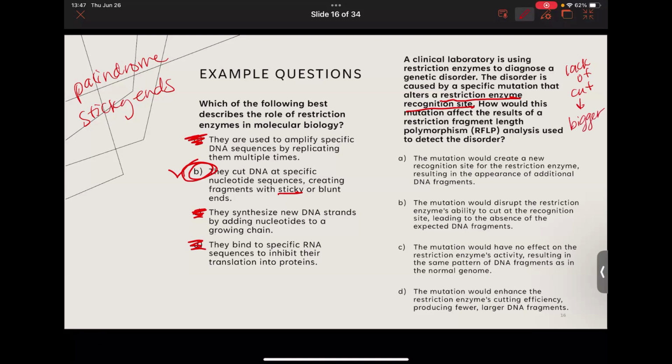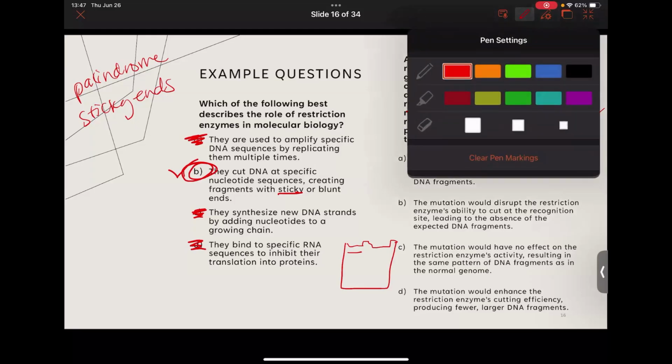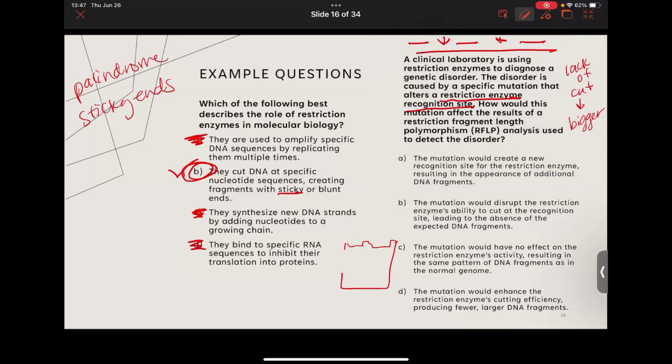We'll see how the choices look. So instead of having this fragment, this fragment, this fragment, now instead of cutting at these spots, you would have one big long fragment that would get stuck earlier on in your actual gel electrophoresis process, right? It's going to be longer. So instead of it looking like this, you might have just one big fat one higher up.